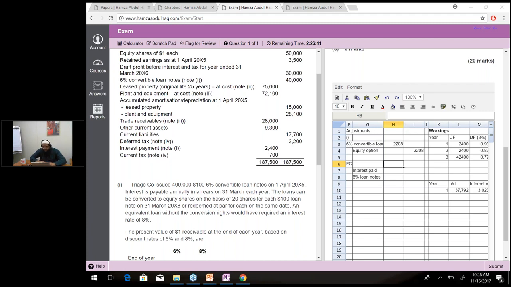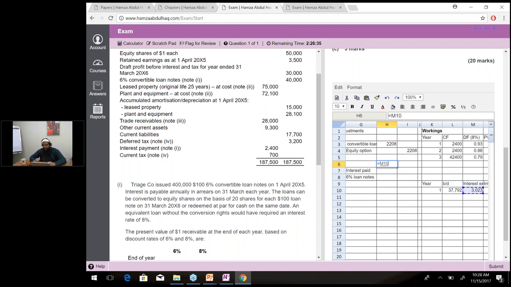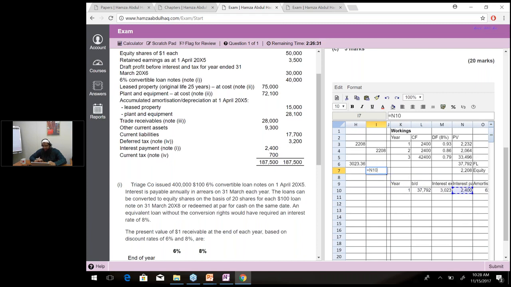So finance cost debit is going to be by the amount of interest expense that we have calculated, 3023. The interest paid is 2,400, and the difference is going to be the increase in the liability, which is 626.36.